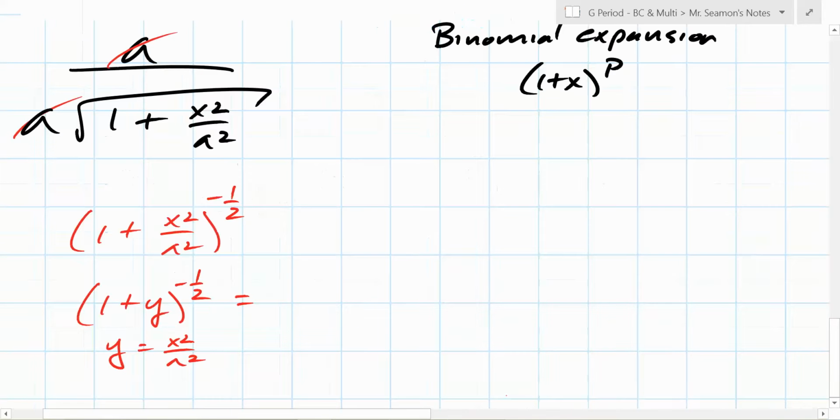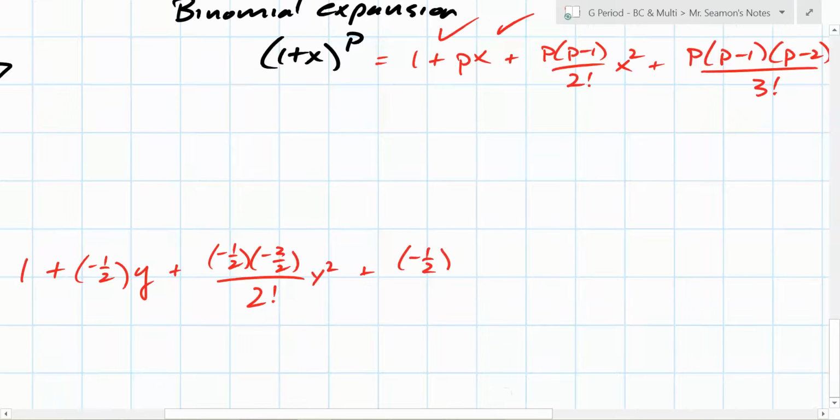Negative 1/2. The expansion is always going to start with 1. And then what's the next term? P times whatever the variable is. So what's P in this case? It's negative 1/2 times y. Let's keep y for now; we'll do the substitutions later. And then what's the next thing? Do you remember? P minus 1, right? So it's going to be negative 1/2 times negative 3/2 times negative 5/2 over 3 factorial y cubed.